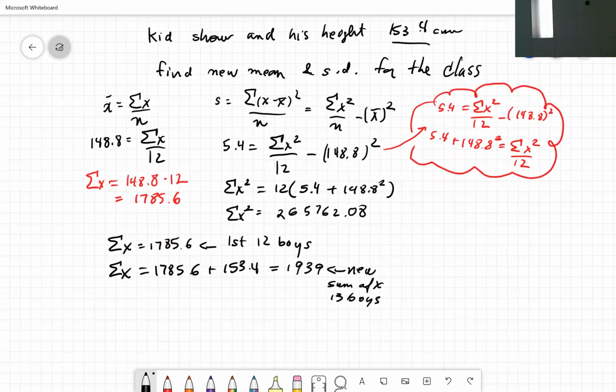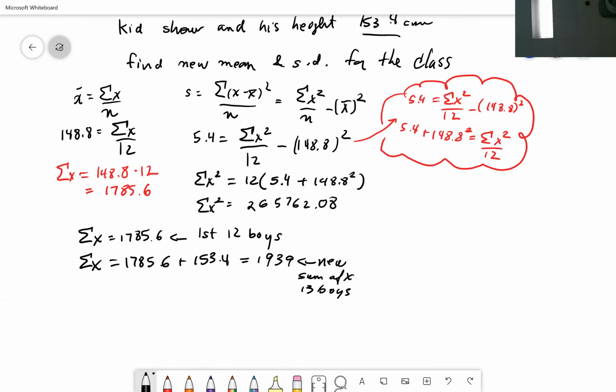As a consequence, you can now compute the new mean for the 13 boys, because the new mean will just be the sum of x divided by n. So it's 1,939, but now divided by 13. So divide that by 13. And the new mean is 149.154.